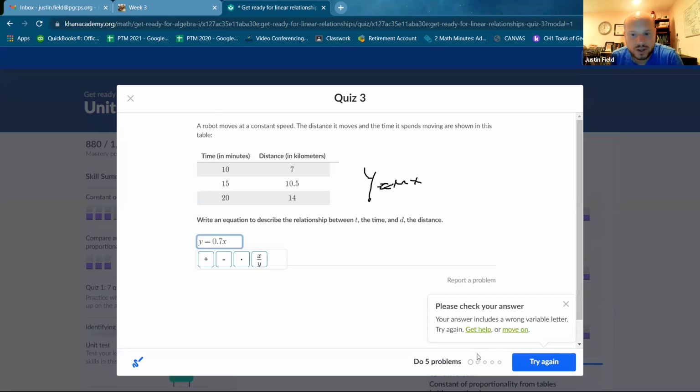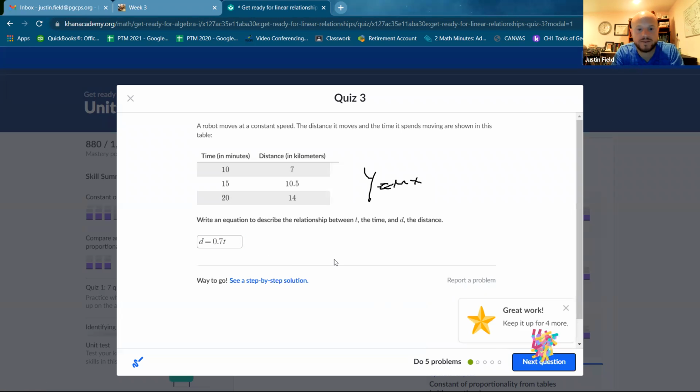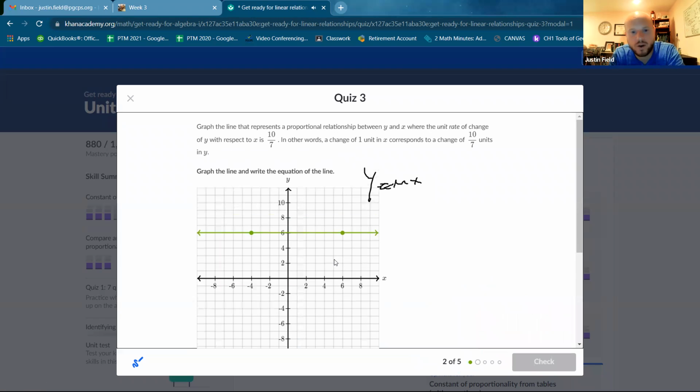What in the world? 7/10. Okay, so your answer includes the wrong variable. Whoopsie daisies. Okay, so d equals 0.7t. There we go. If you get it wrong, just find your mistake. You probably did most of it correct.